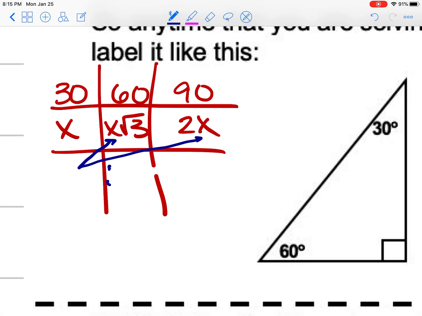Let's say I told you this was 12. Well, we know that 2 times what gives me 12. I could go the opposite way and know that that is 6. Always has that relationship. Either we're multiplying by 2 or dividing by 2. And then once you know x, you can substitute in and say 6 square root of 3. So those are the labels I want you to use.